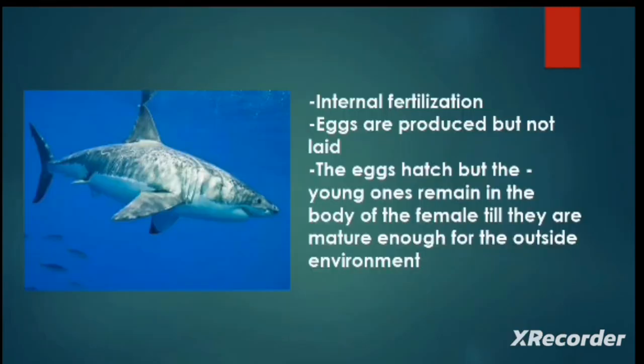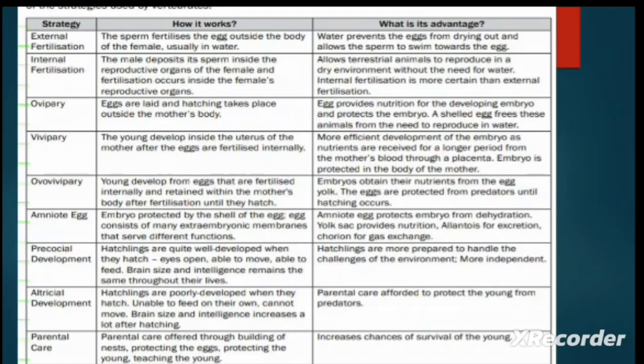What happens is internal fertilization takes place. Eggs are produced, but they are not laid. The eggs hatch, but the young ones remain in the body of the female till they mature enough for the outside environment. So if they ask you the type of fertilization that takes place in ovoviviparity, that is internal fertilization. In viviparity, internal fertilization.